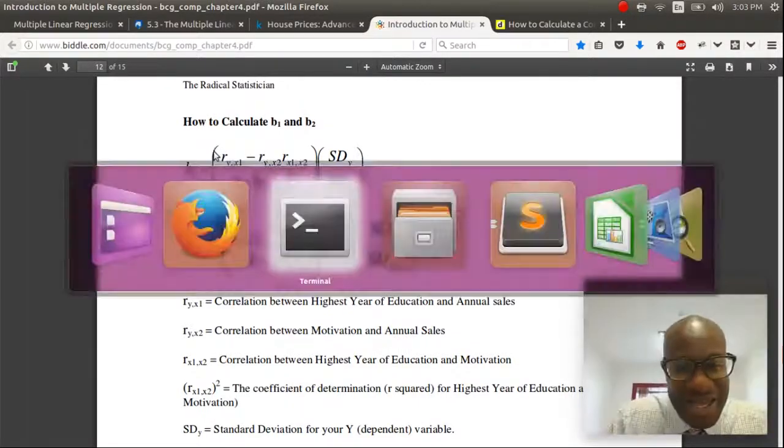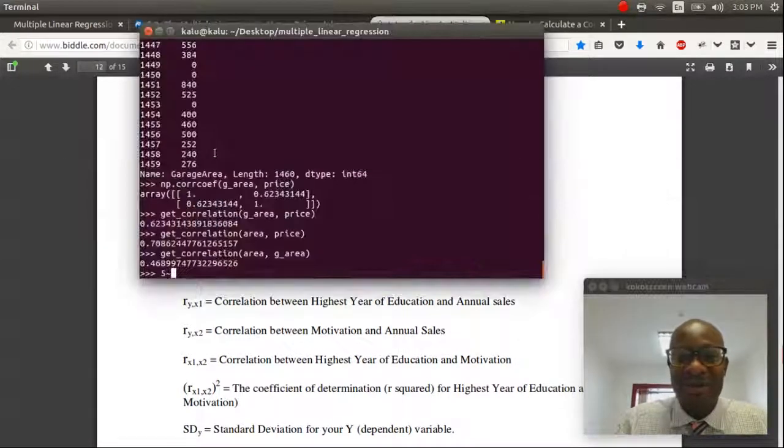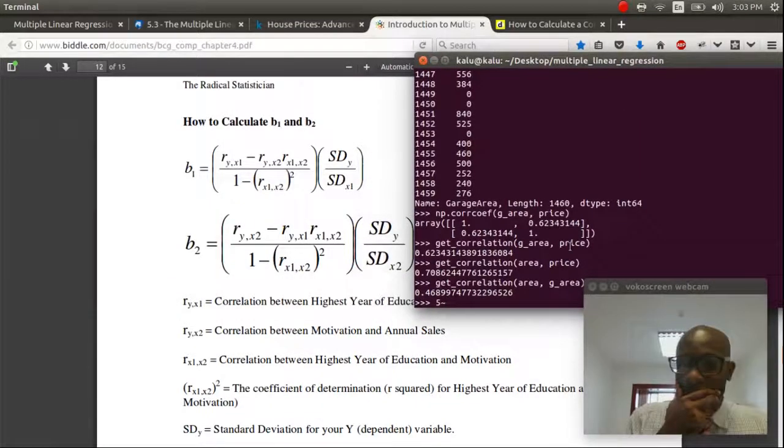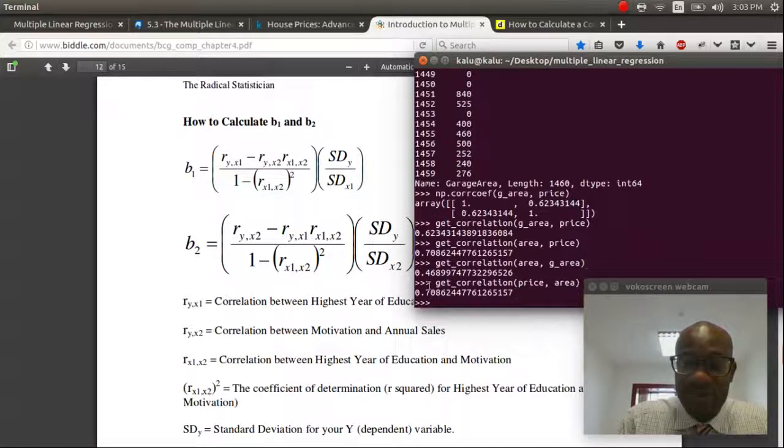So let's go ahead and set up our variables. I'm going to continue with this terminal that we've been working on. If you've been following along with these videos, you should have this get correlation method where you can give it any two sets of observations, like our y, which is our price, our set of prices, and then our x1, our first independent variable, which is our area. So we can do this and get the correlation of y and x1.